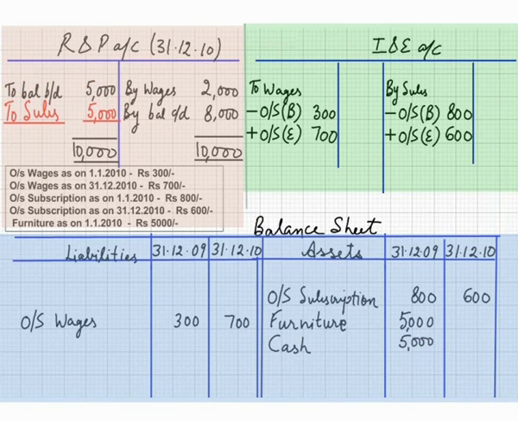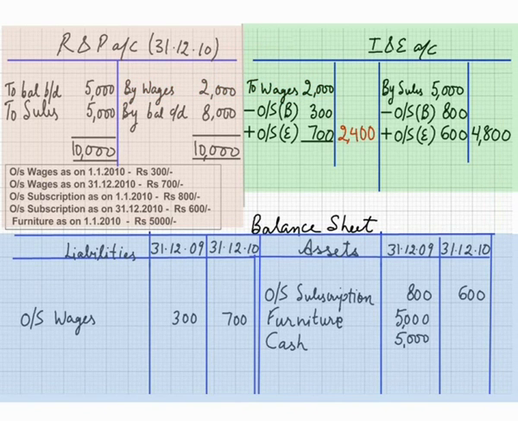To subscription 5,000 rupees. This is the income, and incomes are always shown on the credit side of the income and expenditure account. So by subscription 5,000 rupees, and the net figure will be 5,000 minus 800 plus 600, that will be 4,800 rupees. Credit side, by wages 2,000. This is expenditure and all expenses are shown on the debit side of the income and expenditure account. So to wages 2,000 in the inner column.